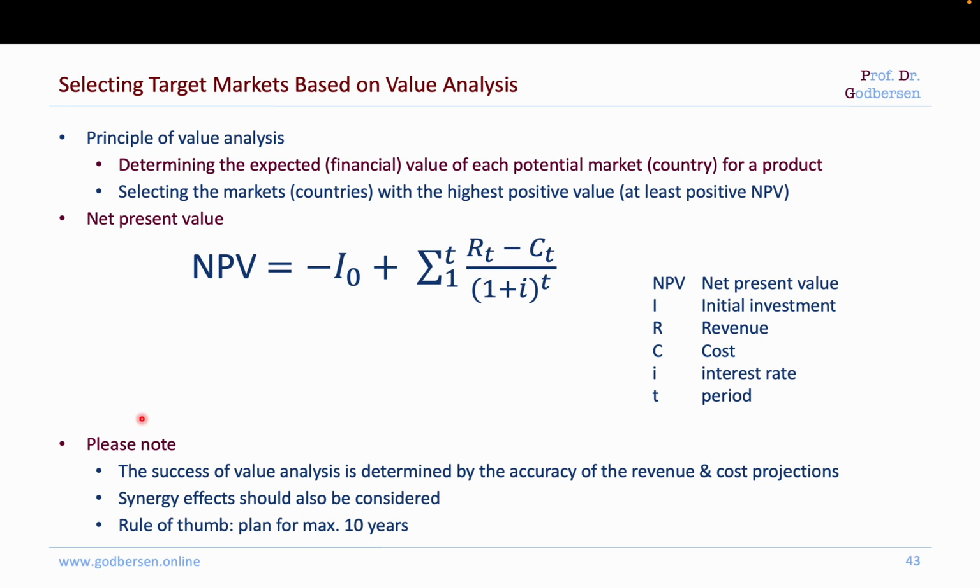Very important to note here, this value analysis can only be as successful as the accuracy of your revenue and cost projections. You will never be on point and you never have absolute certainty, but you need to strive after the best possible accuracy. Furthermore, you should have an internal view into your company and see if there are some synergy effects. The keyword here is economies of scale. And I would like to give you a rule of thumb. Plan for maximum 10 years. That's what I've heard a lot of companies are doing, as they are saying we cannot possibly predict what is past 10 years in the future. So rule of thumb, plan for 10 years, and within 10 years you make a profit. Happy days. If not, don't go for this market.